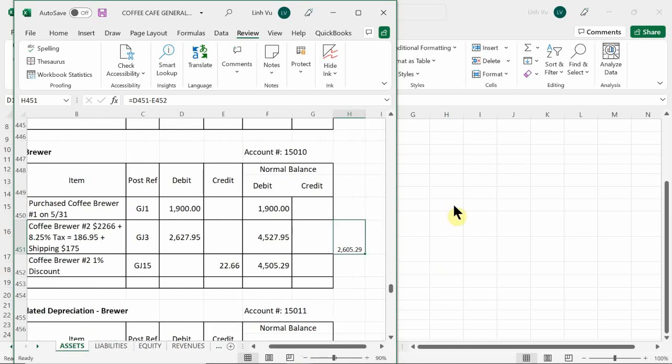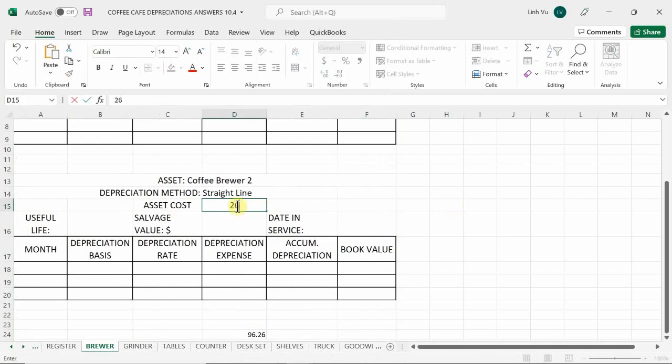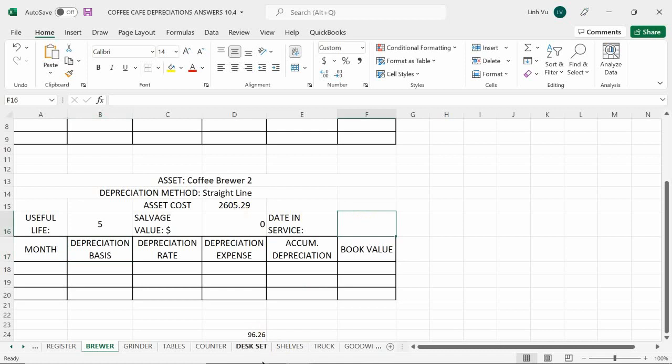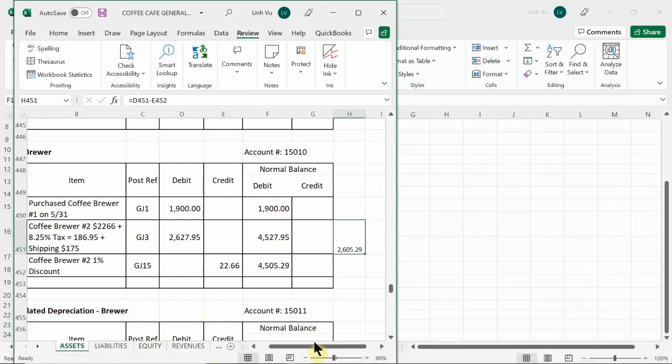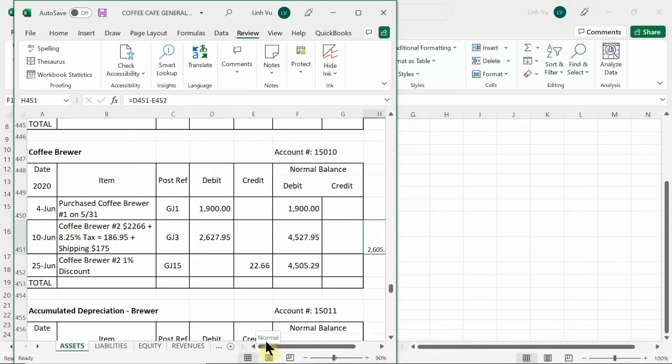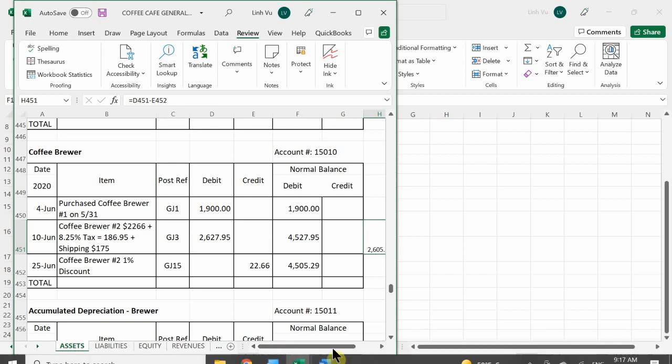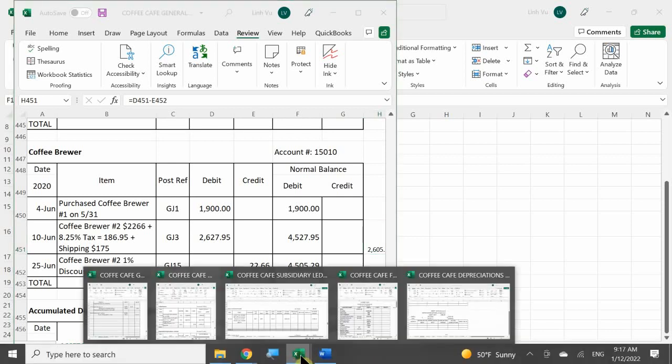2,605.29. Okay. Again, no salvage value. It has a useful life of 5 years. And what's the assumption here? If I purchased it as of June 10, the assumption is that we're going to plug it in to check to see if it works. So our assumption is that we placed it into service as of June 10.